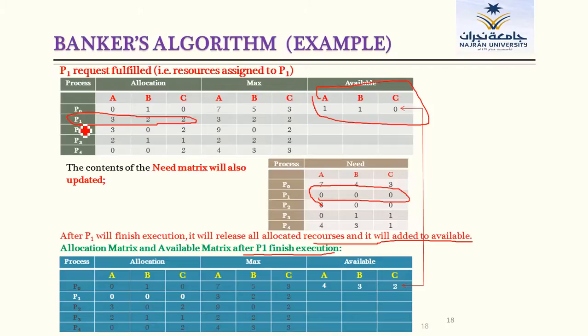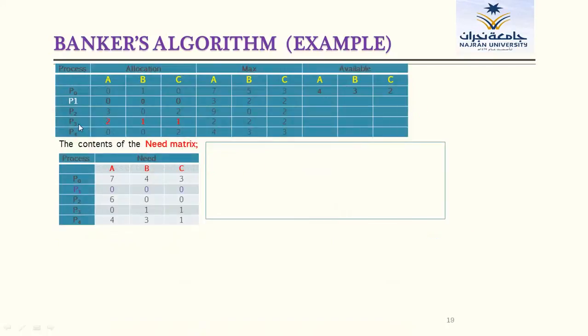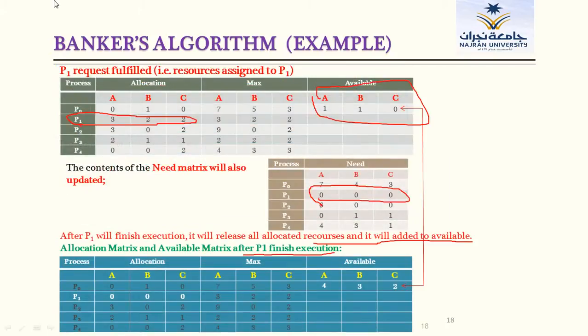Now after finishing, you can check here that when P1 finishes execution, P1 allocation is 0 0 0, meaning he frees all the resources, and all these resources will be added to the available. There are three allocated, 3 is given to him; when he releases these 3, they will be added to A. So 3 plus 1, now available becomes 4 instances of resource type A.